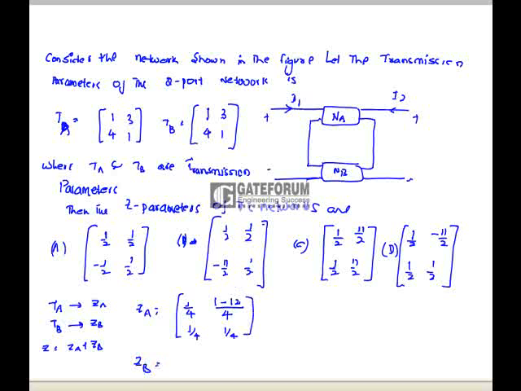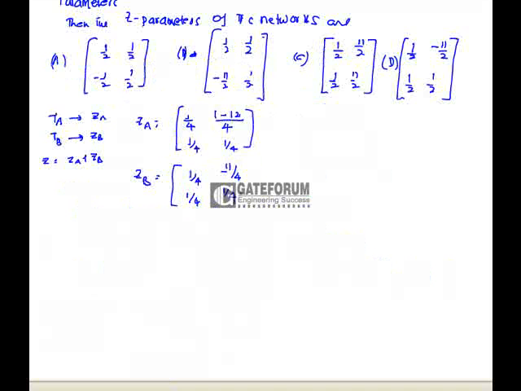Here ZB is equal to 1/4 and 11/4, minus 11/4, 1/4, 1/4. The total matrix Z is the addition of these two, so it is 1/2, minus 11/2, 1/2, 1/2. That is, option D is correct.